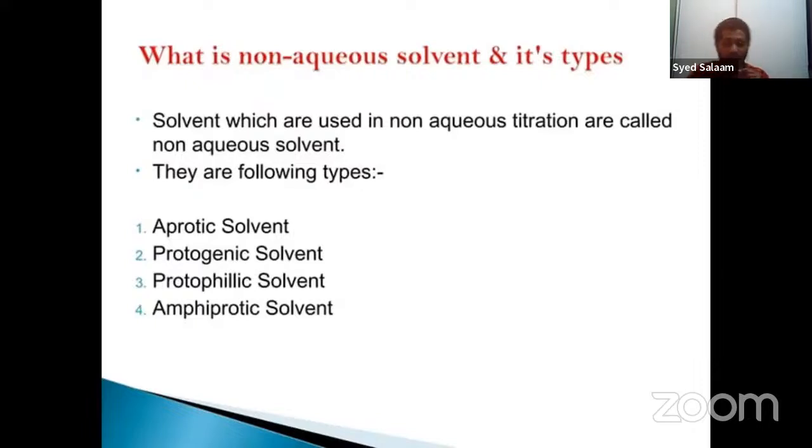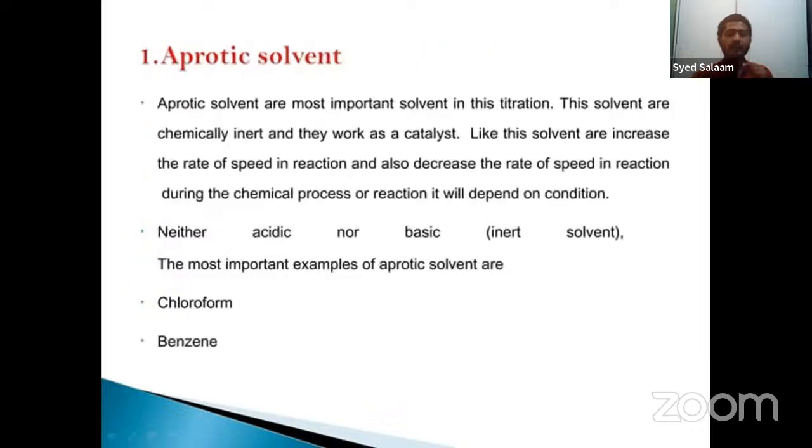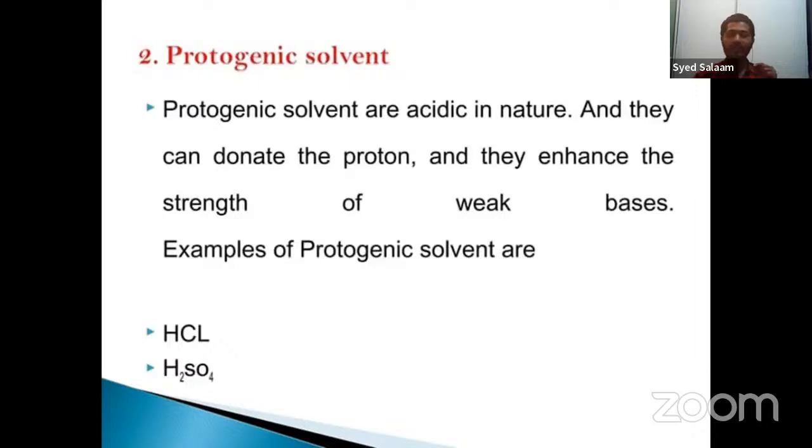We use four different types of solvents: aprotic solvent, protogenic solvent, protophilic, as well as amphiprotic solvent. Aprotic solvents are inert, don't give any leveling effect of acid-base, and have just a catalyst-like property. Aprotic means it is not going to give any proton. Examples are chloroform and benzene.